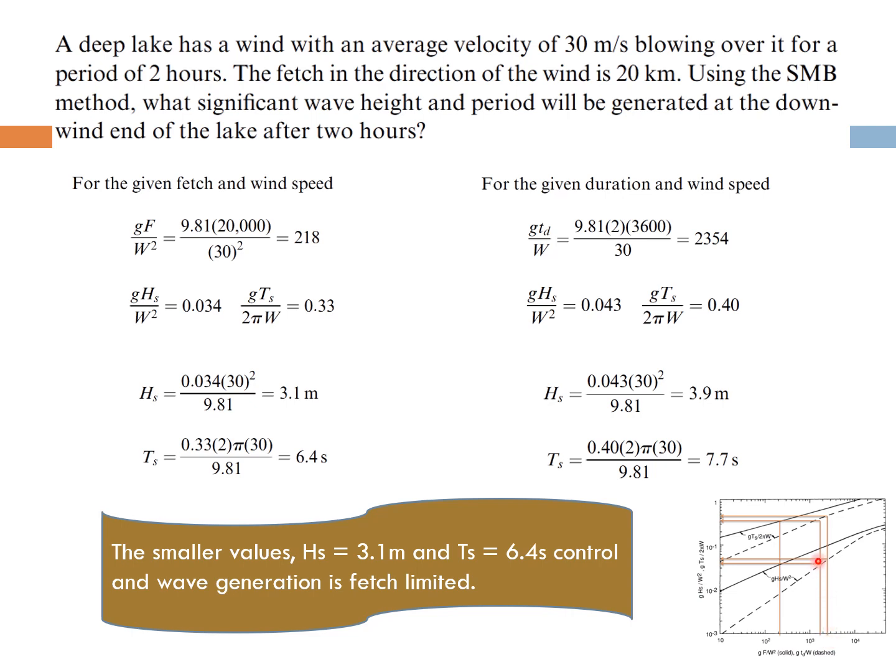Again, we repeat, we read to the next dash curve. We read across to get the dimensionless wave period, which is 0.4. We use that to calculate the significant wave period, and get 7.7 seconds. Now, with that, we get the solution of the significant wave height and the significant wave period due to the effect of the wind duration.